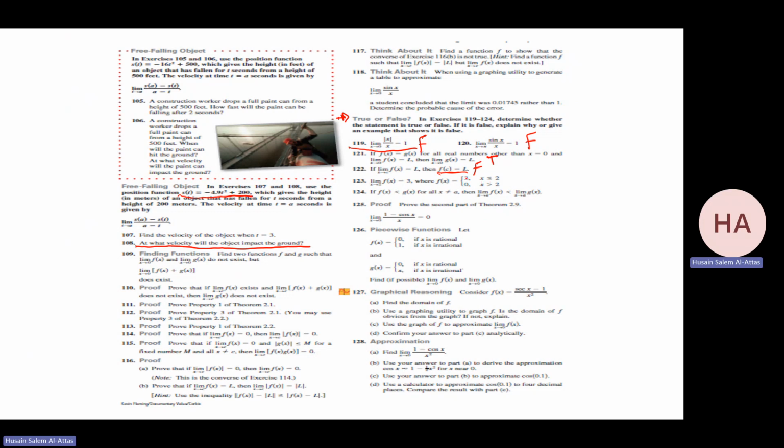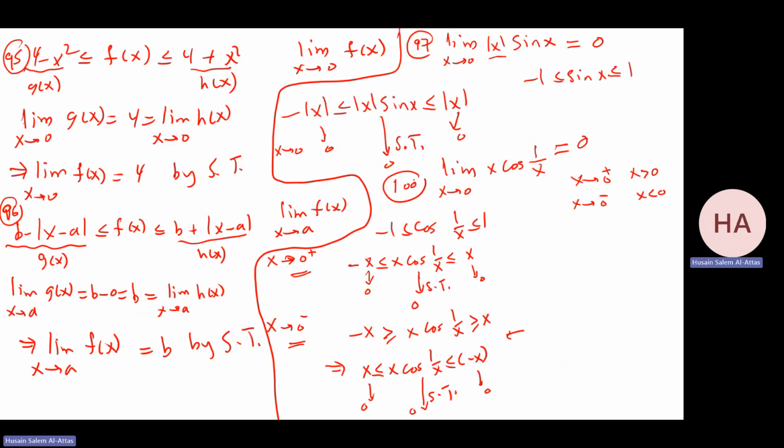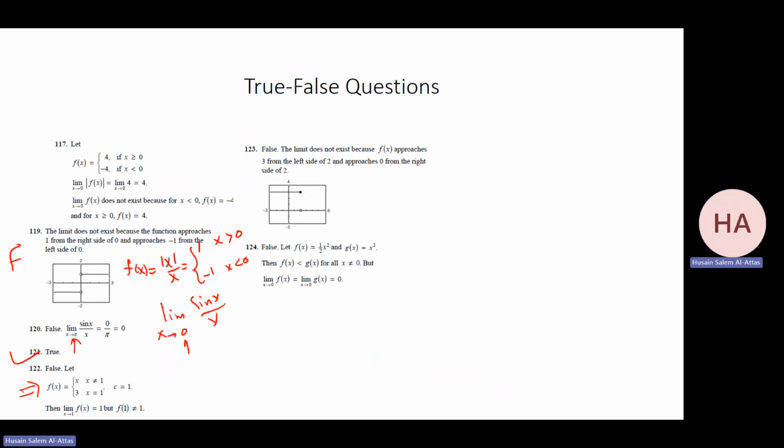Limit is equal to 3 when this? No. Right equals 3, left equals 0. So for sure, this is false. This is the explanation: the limit does not exist, because left and right are different.